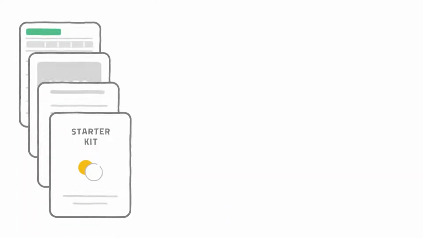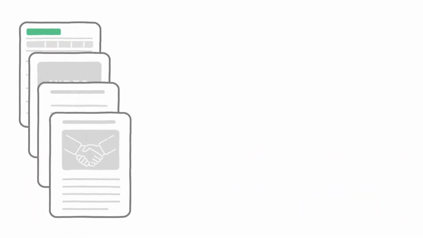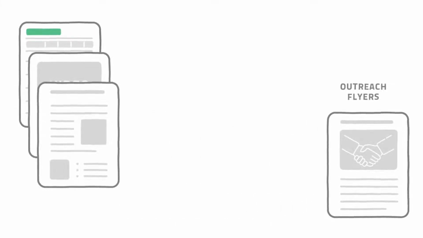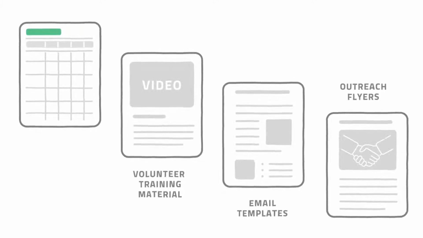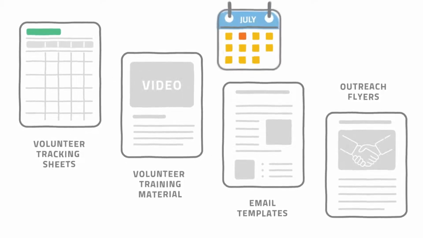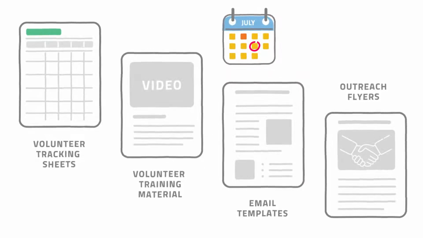Review the provided starter kit and training materials, which will include materials such as outreach flyers, email templates, volunteer training material, and a volunteer tracking sheet. Once reviewed, schedule a meeting with CAPA program managers to ask clarifying questions and review organizer responsibilities.